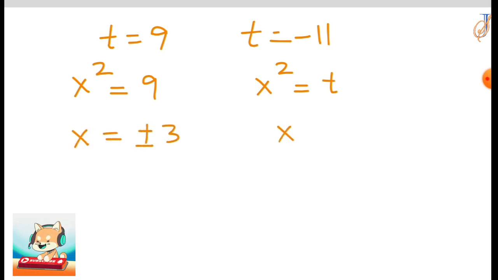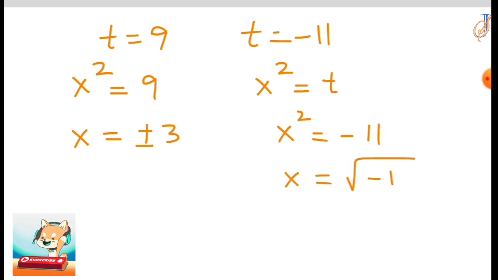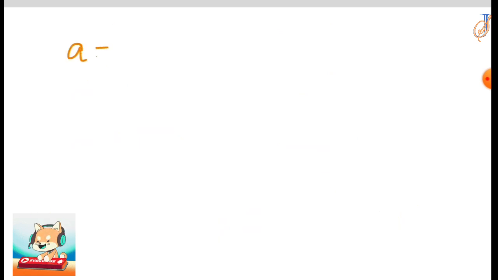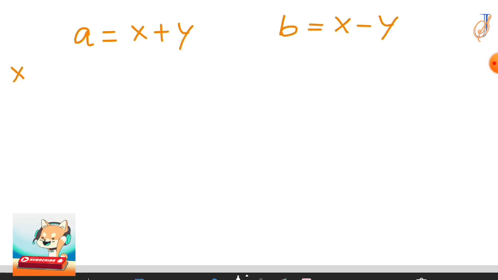Similarly, here x^2 equals −11, then x equals the square root of −11, which is plus or minus i√11. So these are the x values. And also we found y equal to 1. And at the start we considered a = x + y, b = x − y. The x values are plus or minus 3 and the other x values are plus or minus i√11.